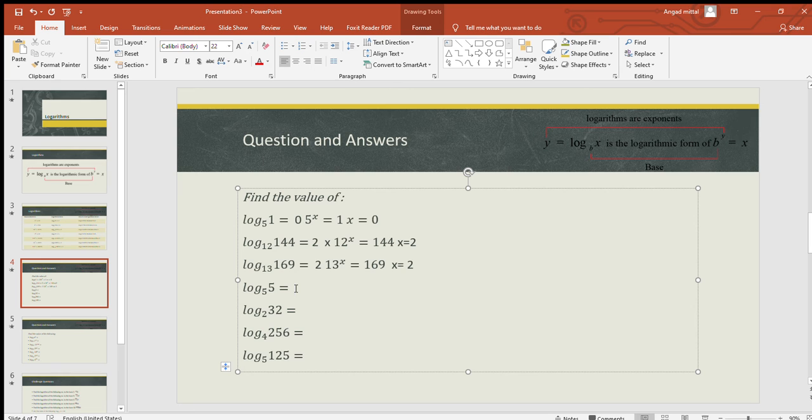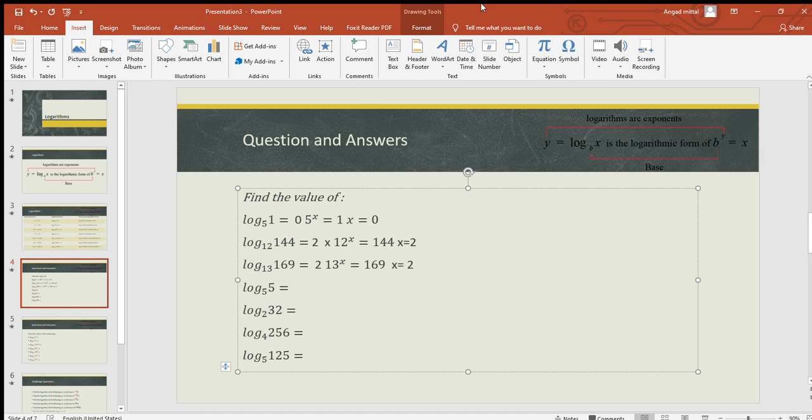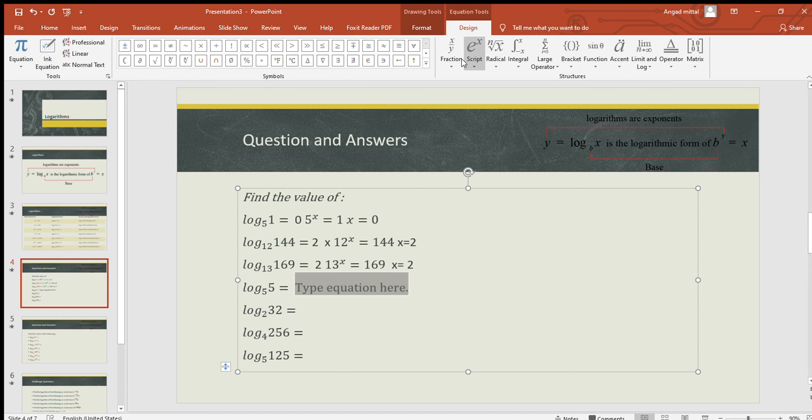Now, the fourth question, log 5 to the base 5. Same thing, I convert it into exponential form using the power as x because it is unknown. So this becomes 5 raised to the power x is equal to 5. Now I know that 5 raised to the power 1 is 5. So therefore x is equal to 1, and the value of log 5 to the base 5 is 1.